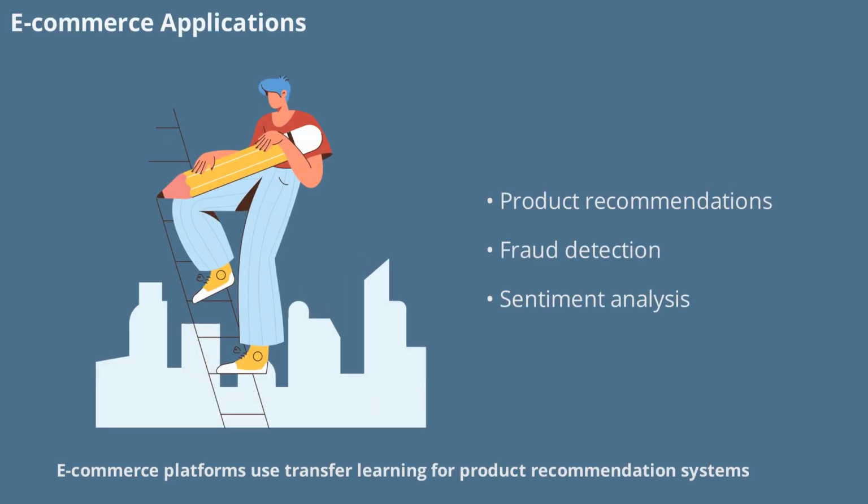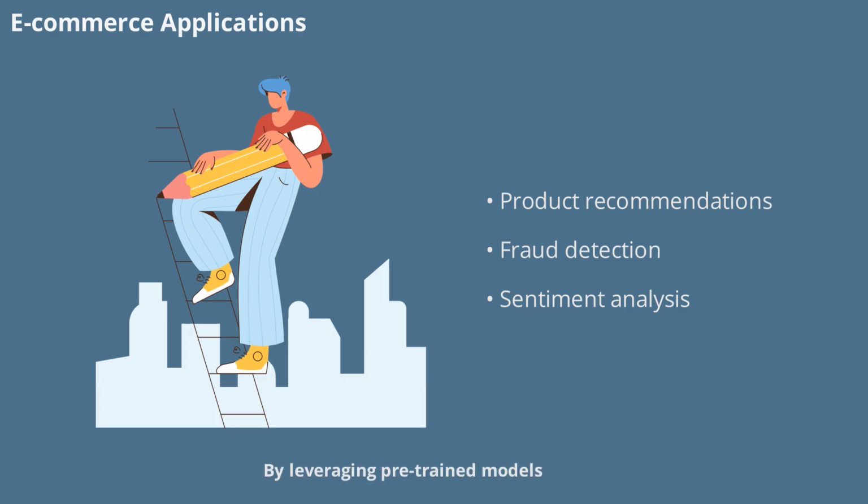E-commerce platforms use transfer learning for product recommendation systems, visual search, fraud detection, and customer sentiment analysis. By leveraging pre-trained models, these platforms can offer personalized experiences, detect suspicious activity, and understand customer feedback more effectively, all while reducing the need for massive labeled datasets.